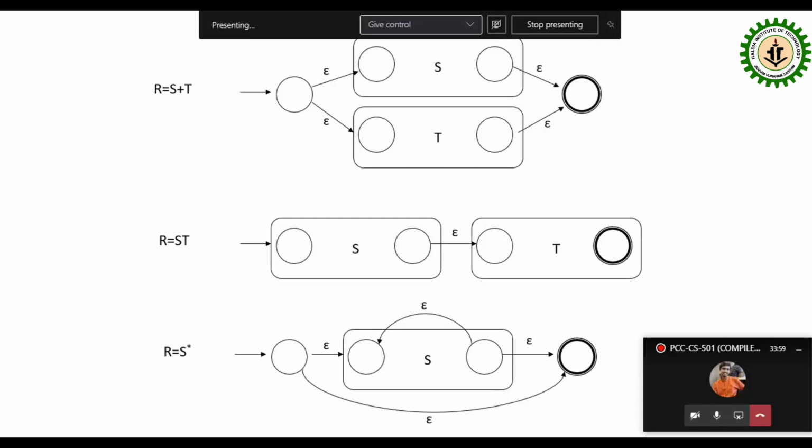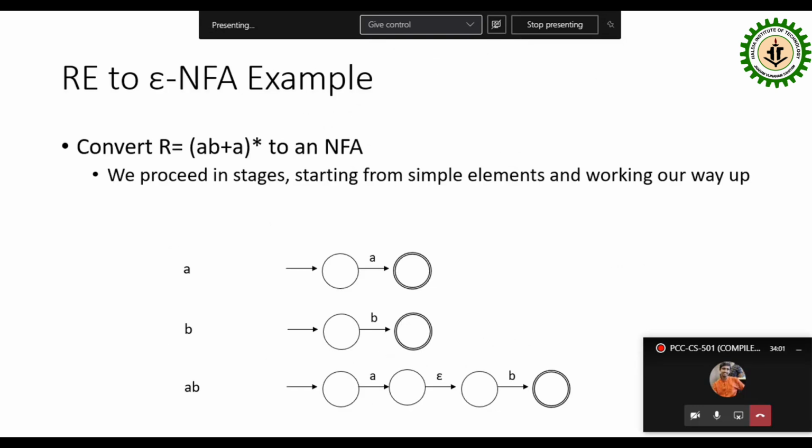Now let's see how to convert. Let's take an example: (AB+A)*. Now for A, we can find out the initial state; for A input, you are reaching the final state. For B, from the initial state for B input, you are reaching the final state. Now for AB, what will be the automaton? For A, for epsilon value you are reaching the starting node of B, and for B input you are going to the last state. That is the concatenation of A and B, A dot B.